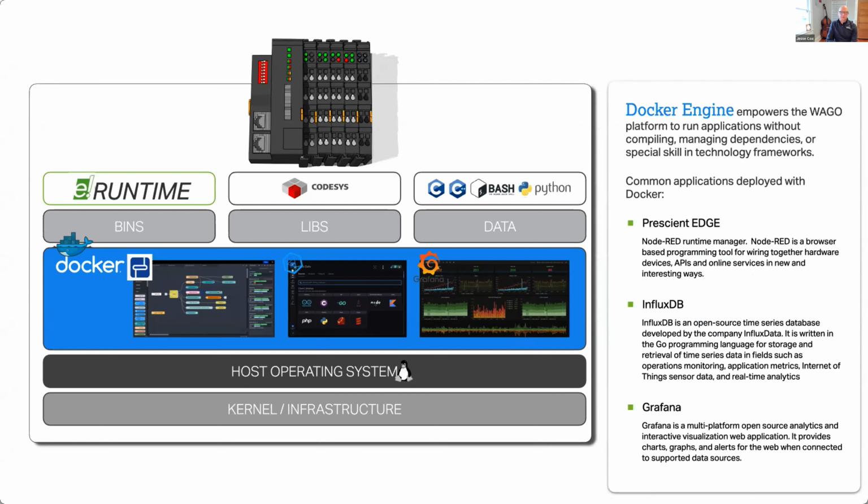In this case, for example, we could run the Prescient Edge software in a Docker container right alongside something like InfluxDB for time series data storage and Grafana for local dashboarding. These are configured to either talk to one another or not talk to one another. And it gives you quite a lot of granularity with how you run applications and how those applications can interact, both with the bare metal and other containers.